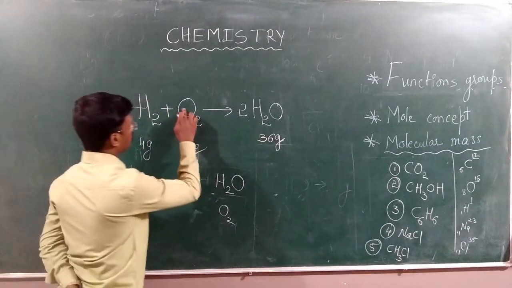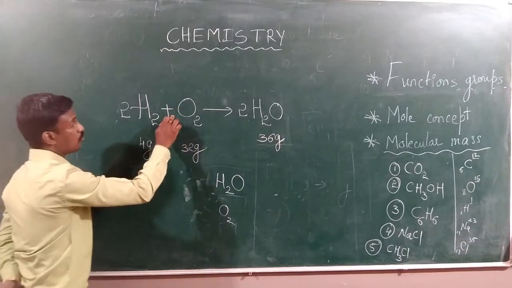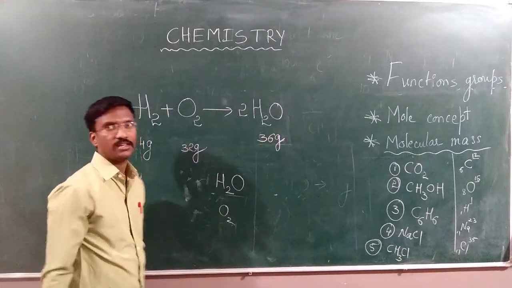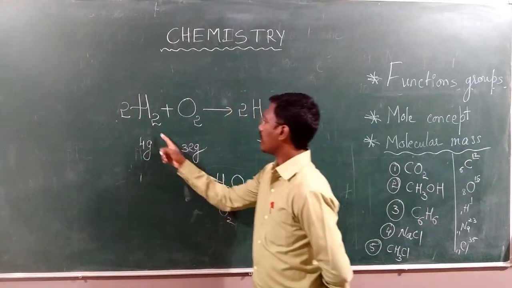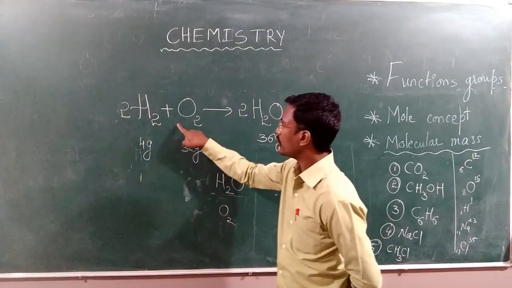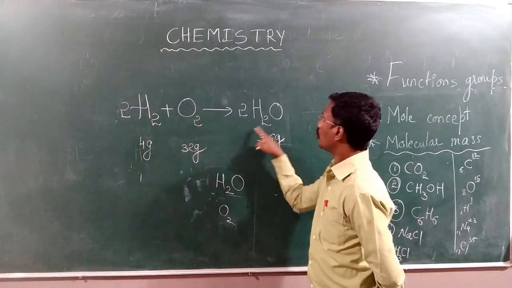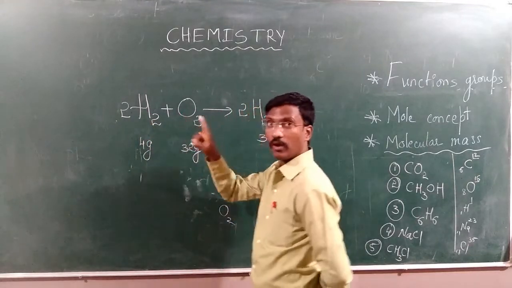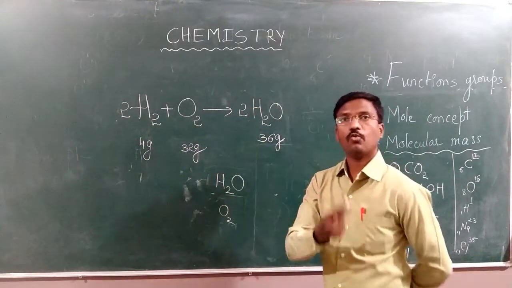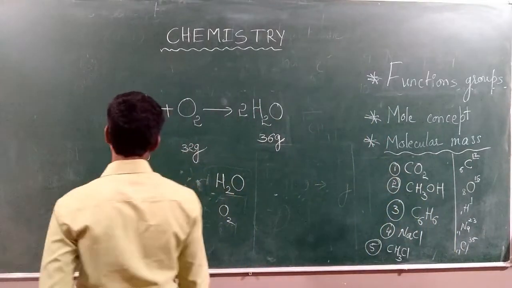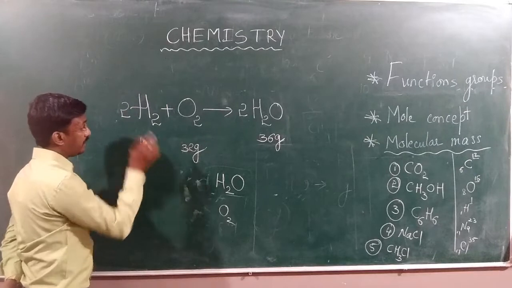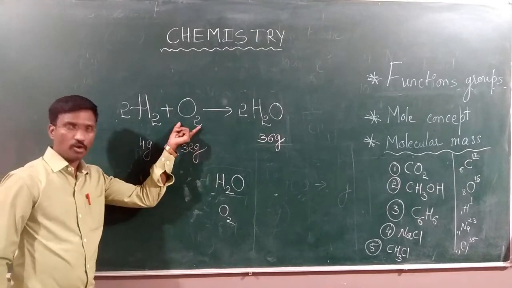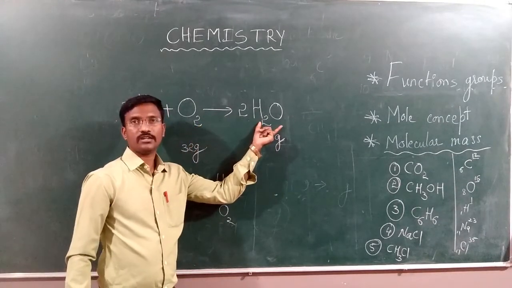Similarly, here also nothing is beside O2. It means 1 will be there. So 1 O2 is there, 2 H2 is there. It means that, look here, 2 H2 combines with 1 O2 to give 2 water molecules. Are you understanding? 2 hydrogen molecules combine with 1 oxygen molecule to give 2 water molecules. Similarly, we may say it in terms of grams: 4 gram of hydrogen combines with 32 gram of oxygen to give 36 gram of water.